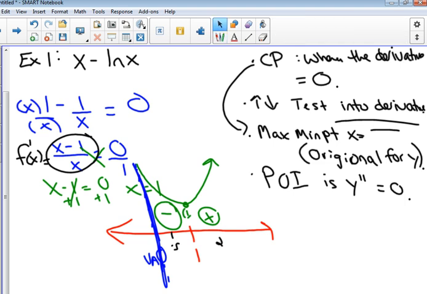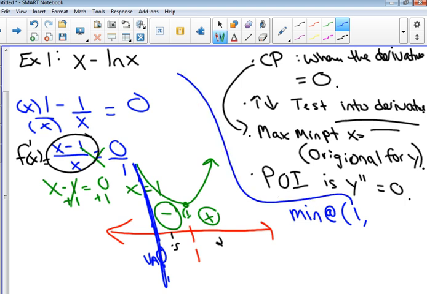So we have a minimum at 1. Oh gosh, we need to find the y coordinate. Where are we going to go? Where's the original? Good, okay. Let's plug 1 in here and see what we get. I get 1 minus 1, 0. Good. Yep. Nice. Remember the ln of 1 is 0? Okay, so we got our minimum, and we know where we're decreasing and increasing.